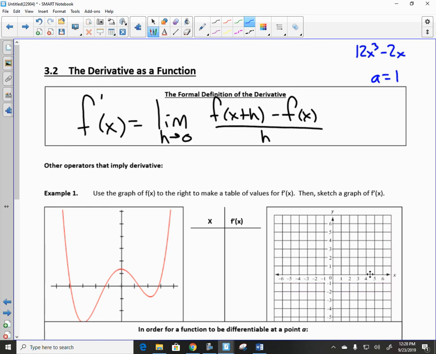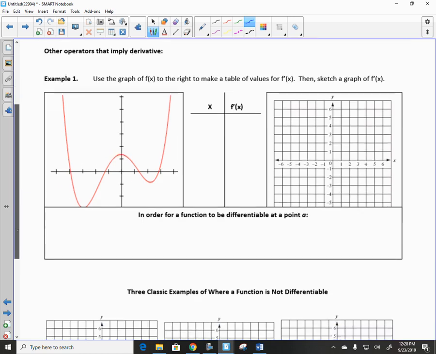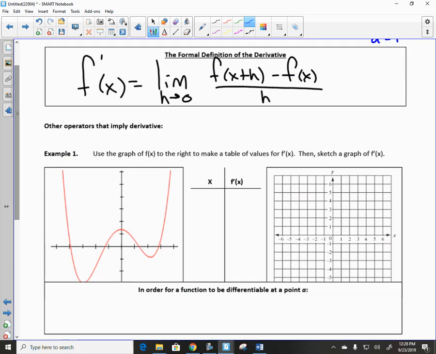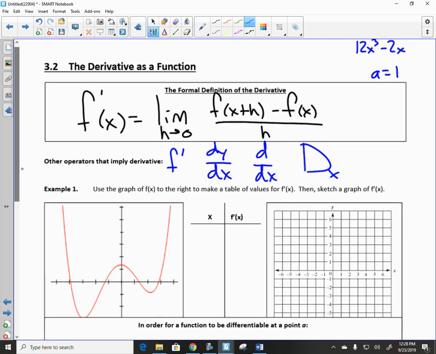an entire function. So as you consider this graph right here, oh, by the way, other operators that imply derivative: we can see f prime, that means derivative. dy over dx, that means derivative. d over dx means derivative. Dx means derivative. These are all things that when you see them, they say take the derivative. And when I say take the derivative, that means this.